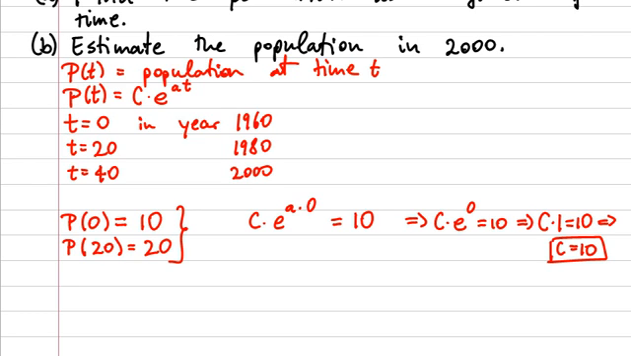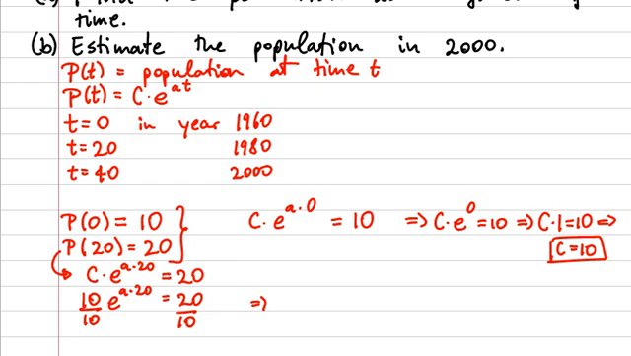Now let's express the second condition. We plug t equals 20 in the same function. So we have c times e to the a times 20 equals 20. But we know c was 10 from the first one. So we have 10 e to the a times 20 equals 20. We'll divide by 10 on both sides, and we'll get e to the a times 20 equals 2. Now this is an exponential equation, and we know how to solve it.